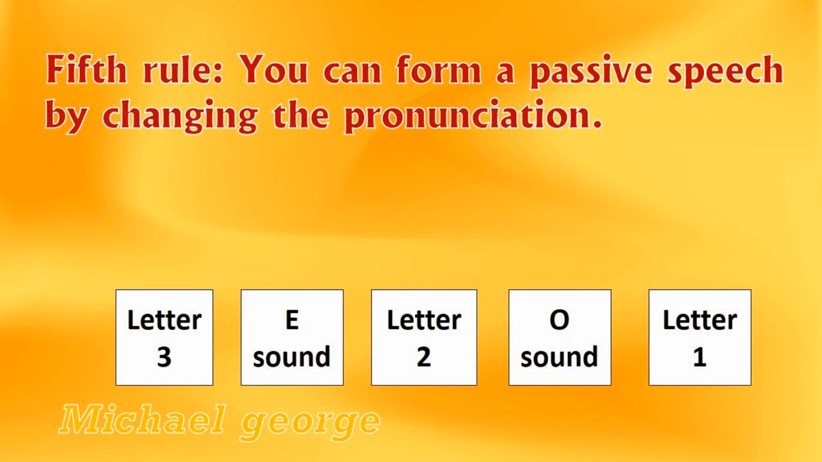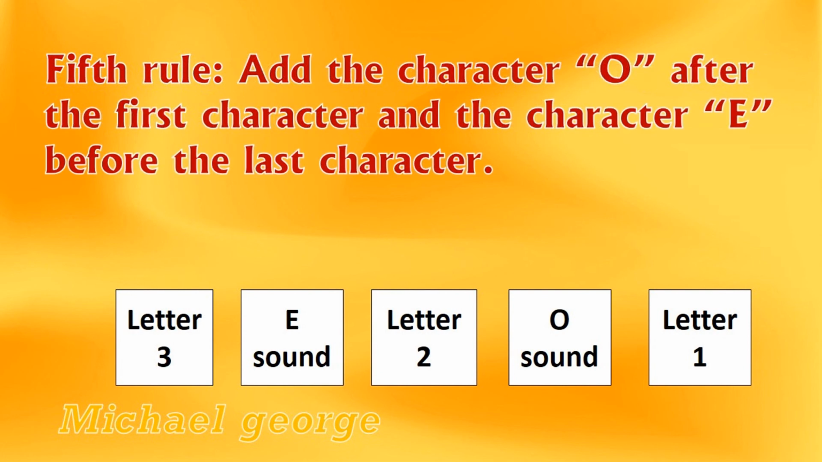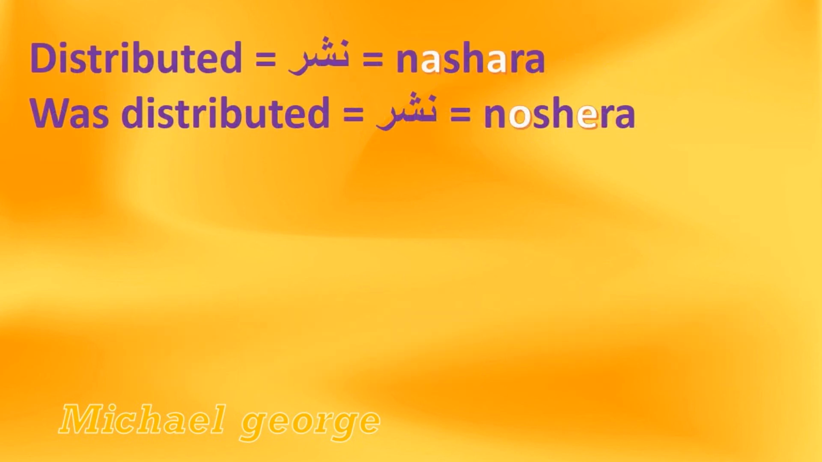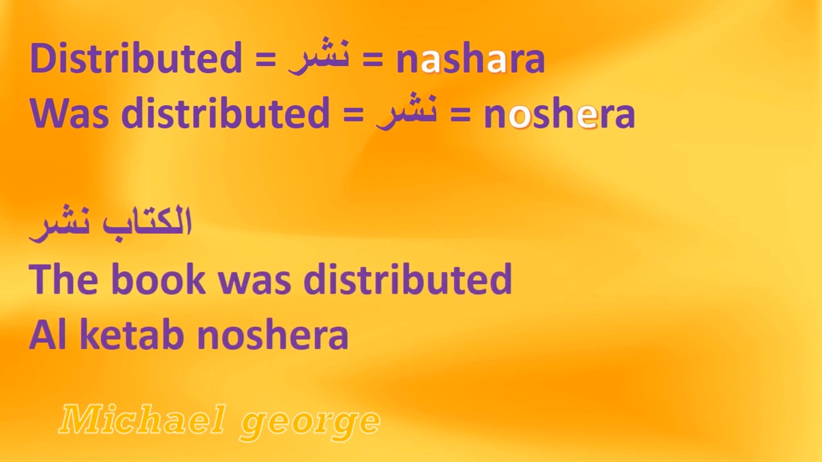You can form a passive speech by changing the pronunciation. Add the character O after the first character and the character E before the last character. In Arabic, we don't use past participle to form passive speech. Here is an example, and please pay attention to the pronunciation: نشر نشر.